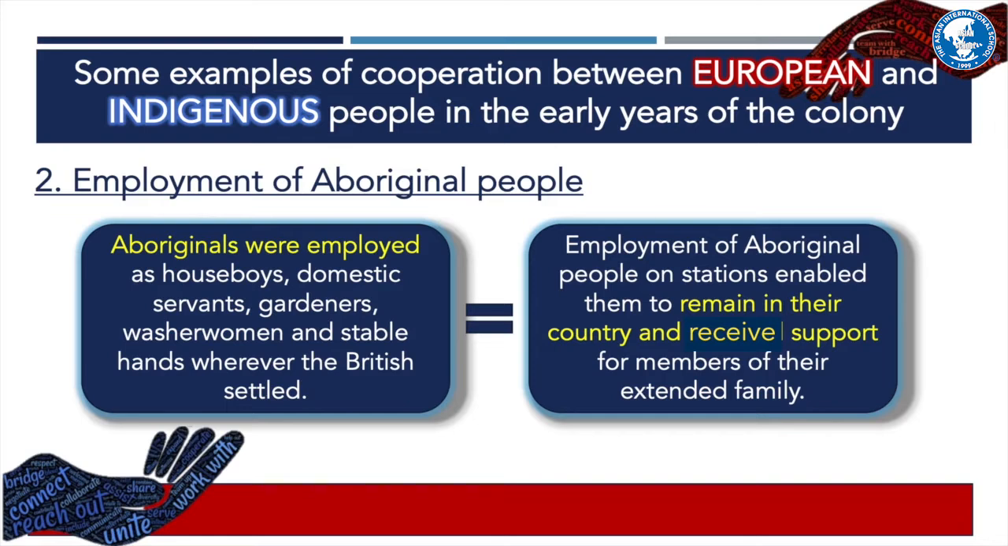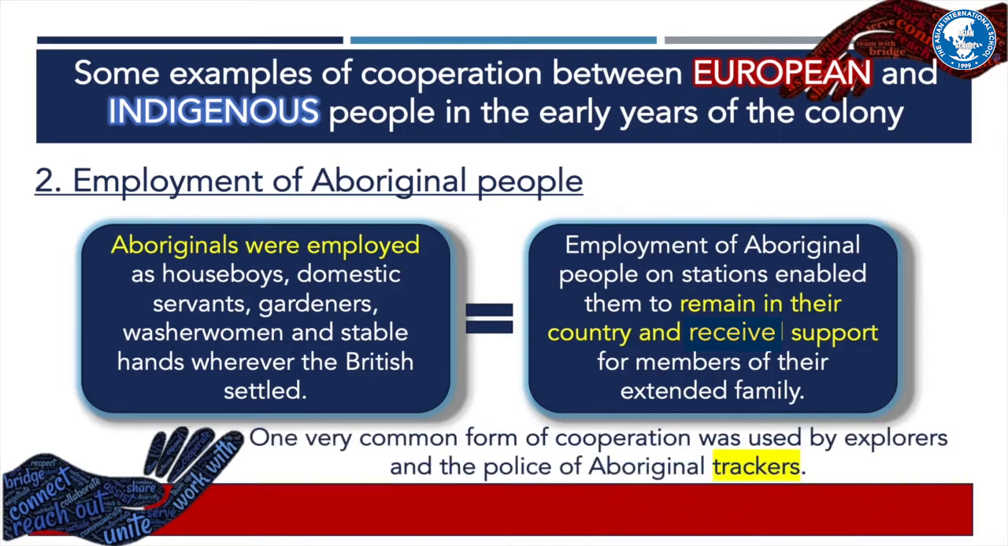And one more thing, one very common form of cooperation was the use by explorers and the police of Aboriginal trackers. Well, Aboriginal trackers were very important to the British colonists because they were the ones who helped and guided the British in exploring the Australian landscape.